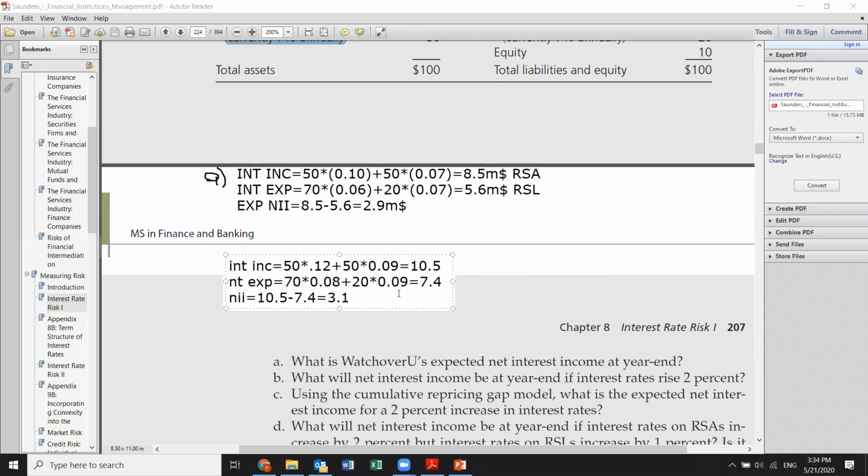Now you see the effect? How it's changed? It increased by 2% in equal proportional amount in asset side and liability side, but the net interest income, it increased more. It became more.